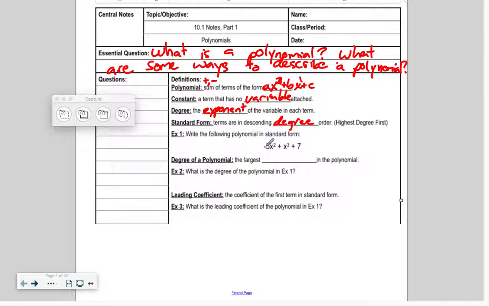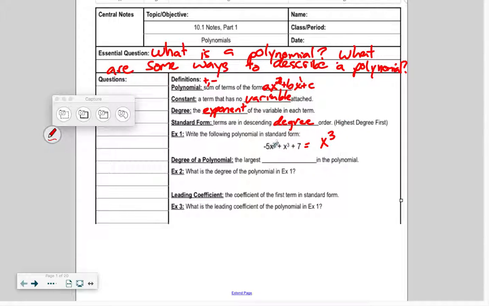So let's try to write this polynomial. See these three different terms being added together. Let's try to write that in standard form. So find the highest degree. Standard form means the highest degree goes first. This right here has the highest degree or exponent. So x to the third goes first, then look for the next highest degree.